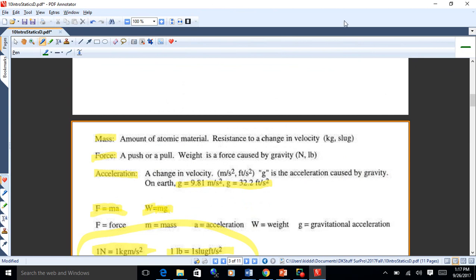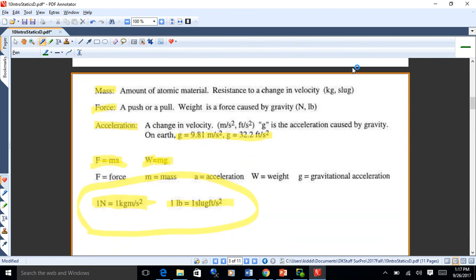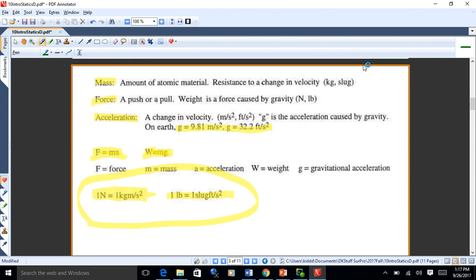Okay, now we do use a lot of physics and mathematics when we analyze stuff. So let's look a little bit at that. Mass is the amount of atomic material. It's a resistance to a change in velocity, okay? So mass is how much stuff there is in something, how many neutrons and protons and all that stuff in there, okay? That's mass. A force is a push or a pull.